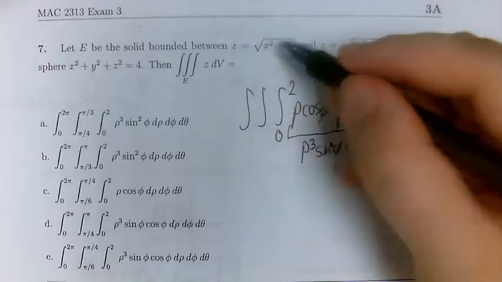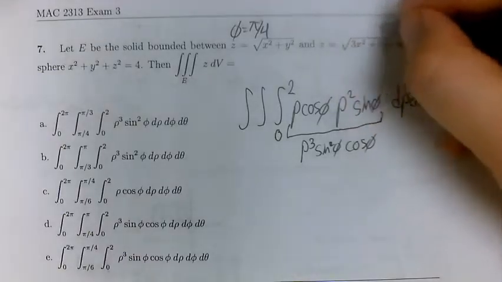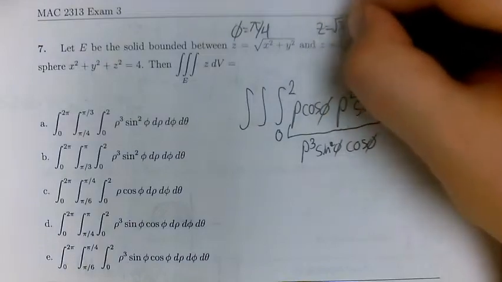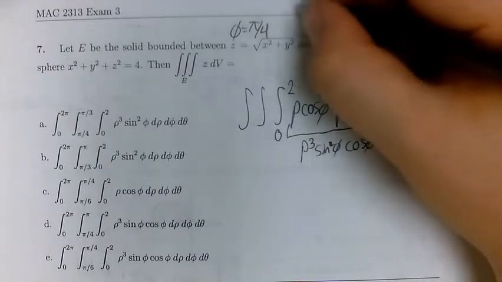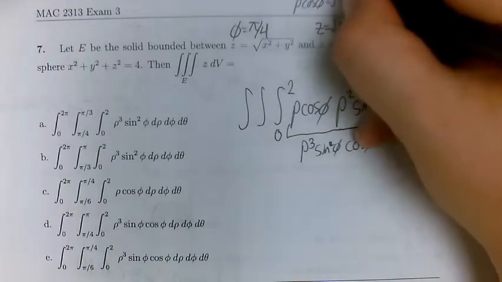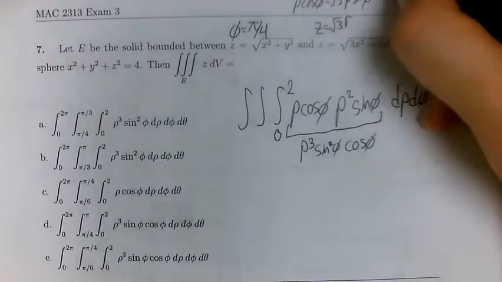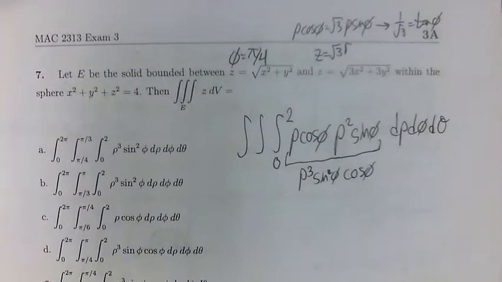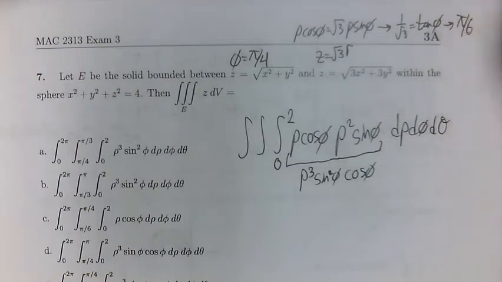So we've already seen this one before. This one represents phi is pi over 4. Now this one might be a bit less familiar. This has the cylindrical equation z is root 3 r. Now if we write this in spherical coordinates, we have rho cosine of phi is root 3 rho sine of phi. So if we simplify this, we have 1 over root 3 is tangent of phi. Now which angle right here is going to make tangent be 1 over root 3? That's pi over 6.